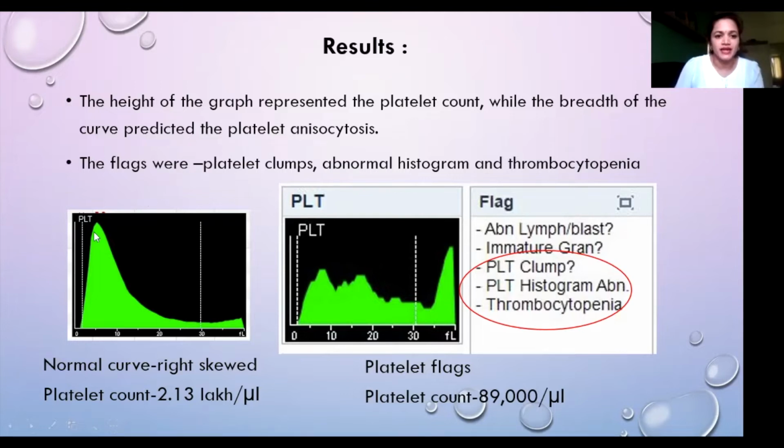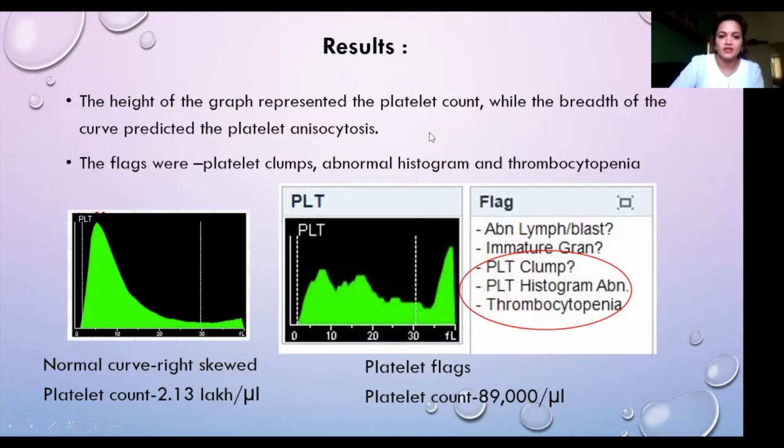The height of the curve represents the platelet count, while the breadth of the curve represents the platelet anisocytosis. The instrument also had platelet parameters which were depicted by numerical values, and also the flags which were generated by the analyzer. The 3 flags that were generated by the BC 6200 analyzer were platelet clump, platelet histogram abnormality, and thrombocytopenia. This is a photograph showing all the 3 flags in a case of thrombocytopenia with platelet count of 89,000 per microliter.